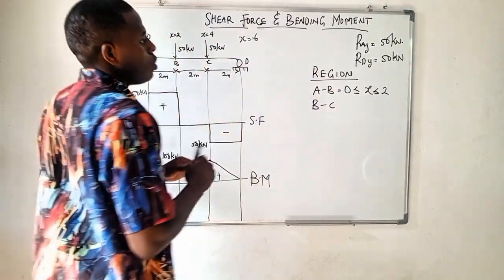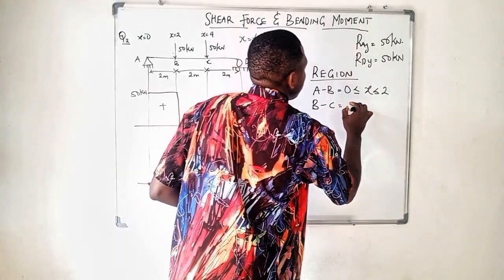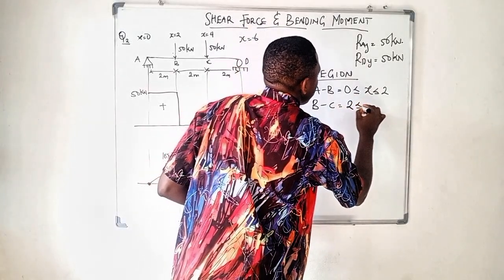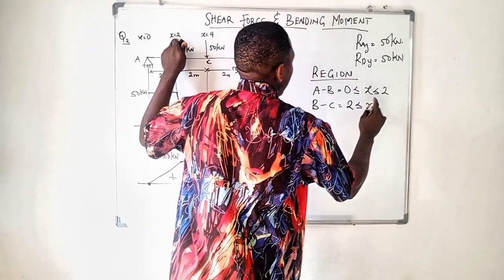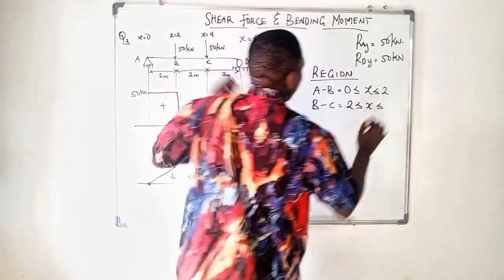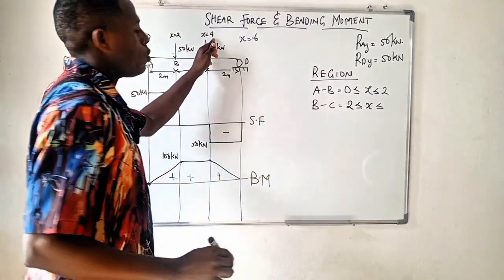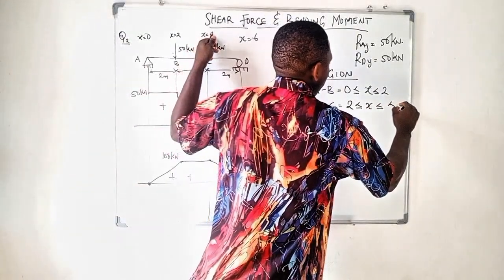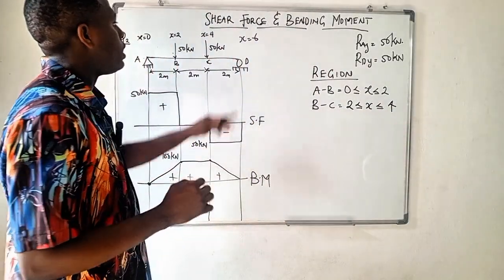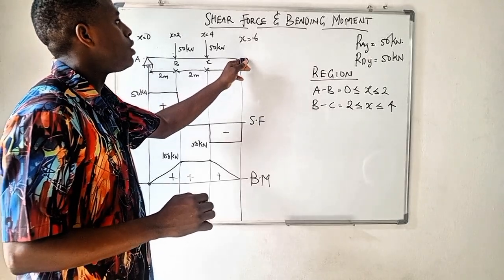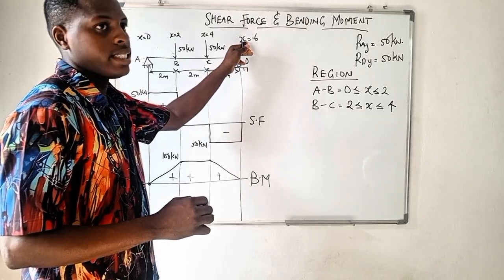For region B to C, what are we saying? x is 2. So we have 2 is less than or equal to x, and x is less than or equal to point C, which is now 4. Now for the last point, at point D, we said x is 6.